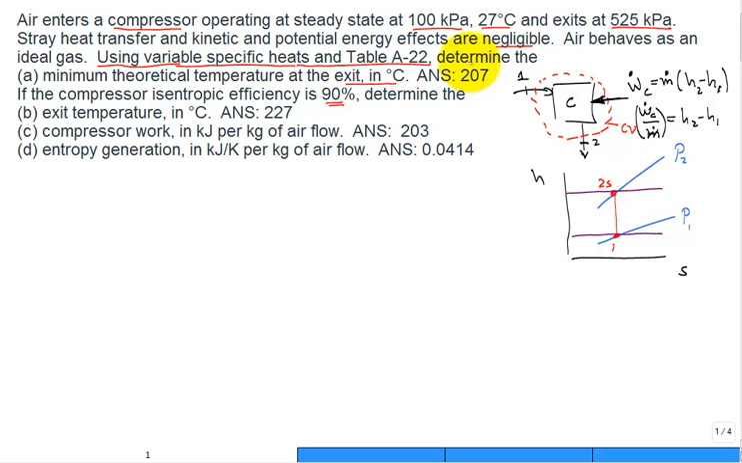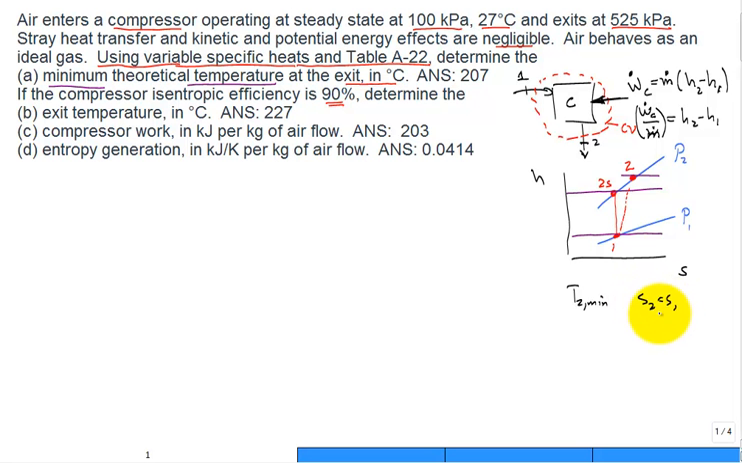So if there were irreversibilities, you would kick it up to the same pressure, that would be state 2, and it would exit at a higher enthalpy, hence a higher temperature. So the minimum theoretical temperature for an insulated compressor that is reversible would be isentropic compression through that compressor. So we say that T2min is when S2 is equal to S1.